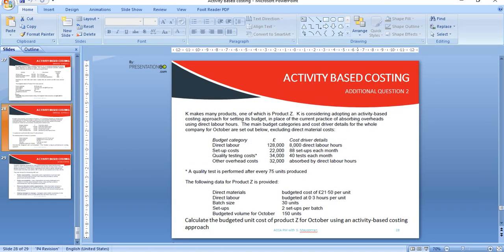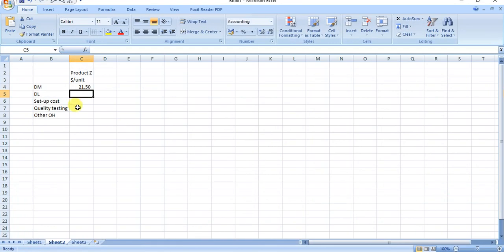Labor, what's the rate? How do we find the rate? Look at the first table. It says direct labor cost 128,000 in total, 8,000 direct labor hours. So if I divide those two, I should be able to get the rate, isn't it? 8,000 hours is costing 128,000. Divide it, you get the rate. So here we'll put 0.3 hours. Look at this, 0.3 hours into rate has to be 128,000 divided by 8,000. That should give you the rate.